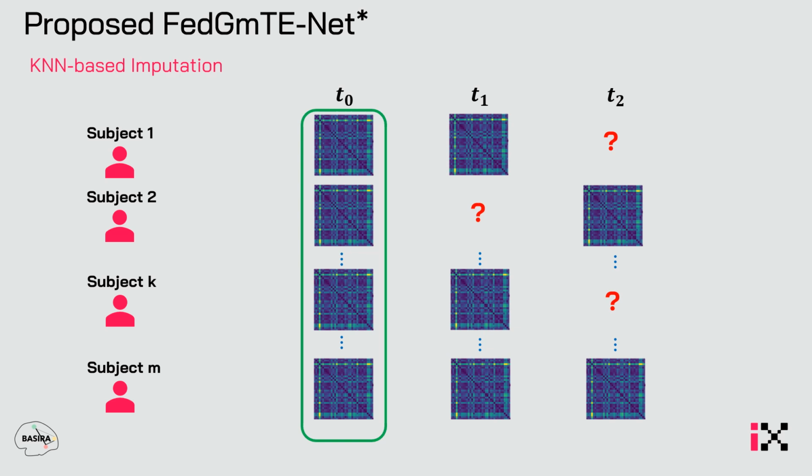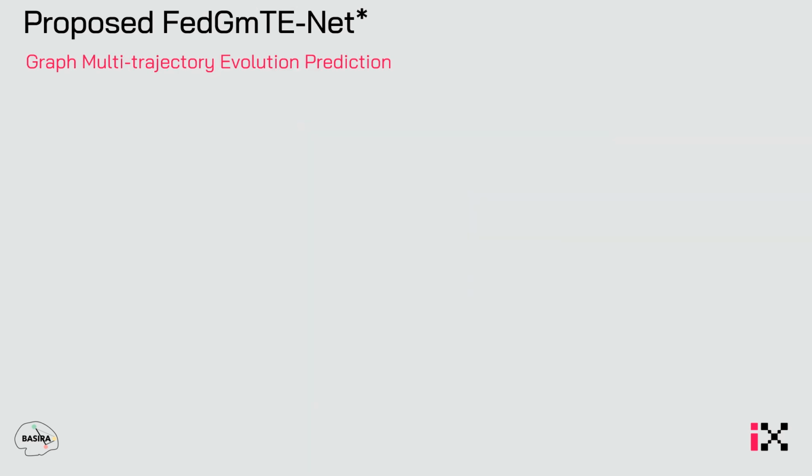So we propose the use of a KNN-based imputation technique. We take advantage of the full availability at the baseline time point to calculate the similarity scores across subjects, which we then use to impute the missing values at the subsequent time points. We can now move to the core network for multi-trajectory evolution prediction.